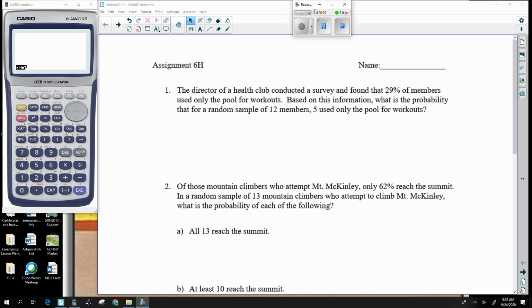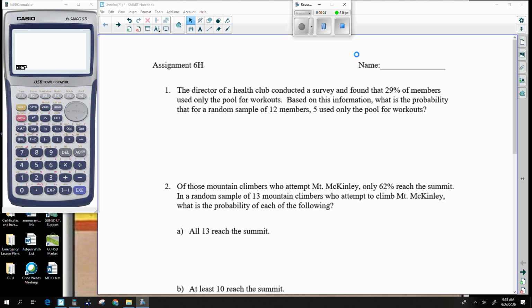All right, this is assignment 6H. This is going to be a little bit more broad than the previous couple assignments. So we're kind of coming to the full picture of what this chapter is, all in the same type of assignment. So let's see what we have to do, and let's use the formulas that we need to use.